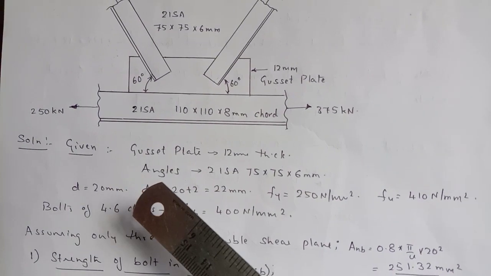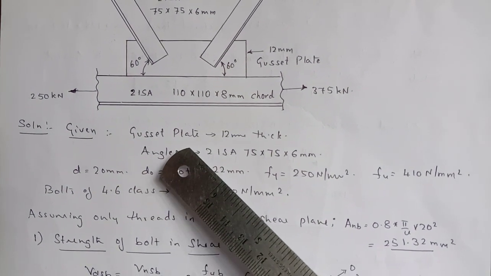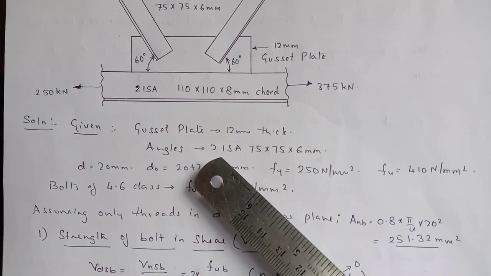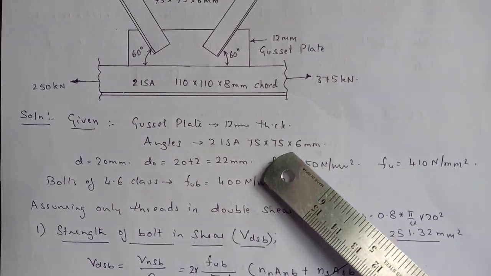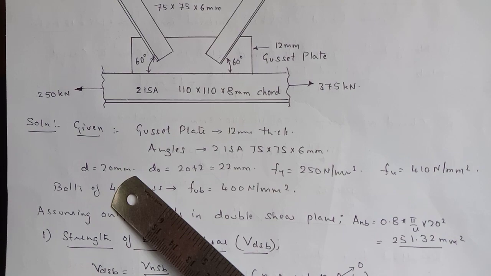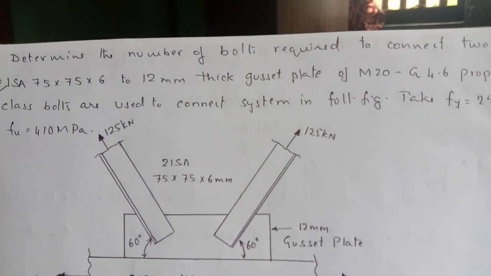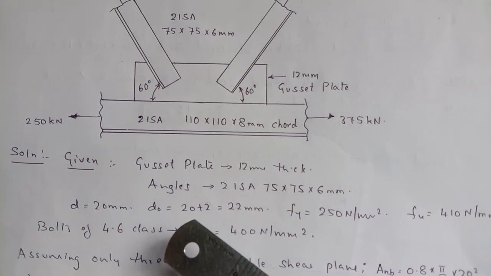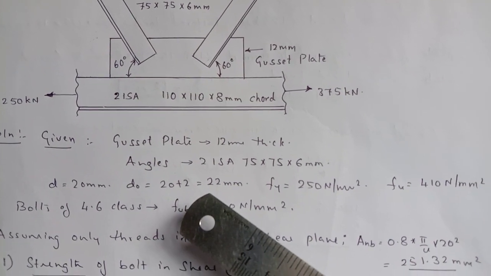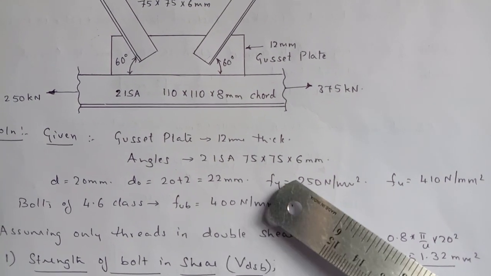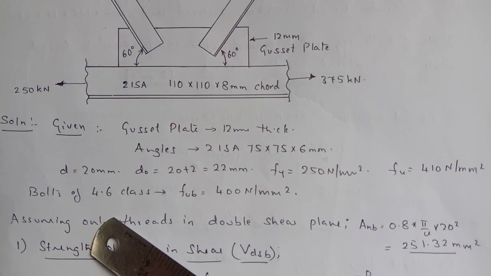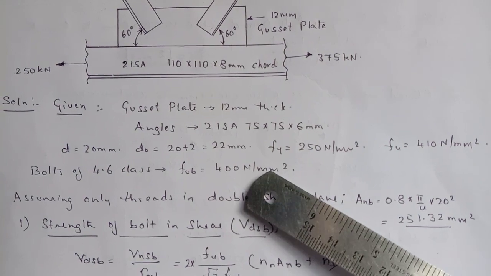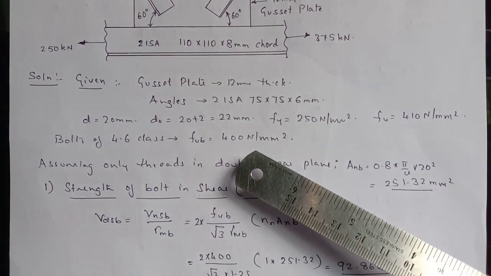Now let us list out the given values. The given values are thickness of the gusset plate 12 mm, angles ISA 75 by 75 by 6 mm, diameter of the bolt is given 20 mm, here they have given M20. Then d0 equal to 20 plus standard clearance 2, 22 mm, Fy, Fu, then bolts of 4.6 class they have given, that means fub equal to 400 Newton per millimeter square.